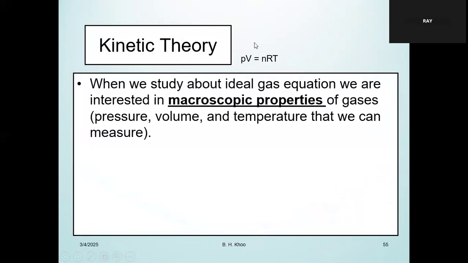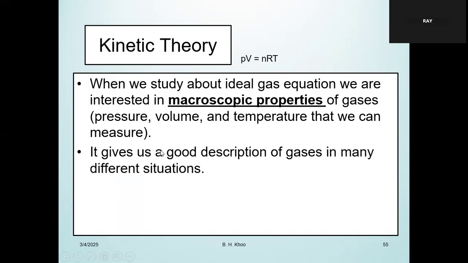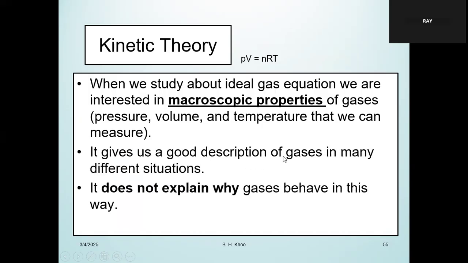These are called macroscopic properties: pressure, volume, temperature. When we study the ideal gas equation, we are interested in macroscopic properties of gases, pressure, volume, temperature, that we can measure. They give us a good description of gases in many different situations, but they do not explain why gases behave this way. Where do you get this formula? Why do gases behave this way?